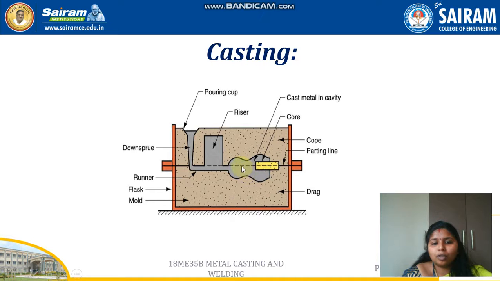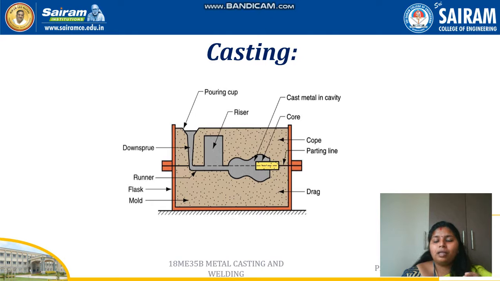Consider this is the component we are going to produce. Accordingly the pattern is placed, and if we need any hollow space in it, we can place a core. Along with that there is a runner and a riser. There will be a gap for the runner and also the riser. Once these initial arrangements are made, the two boxes are combined together and kept.